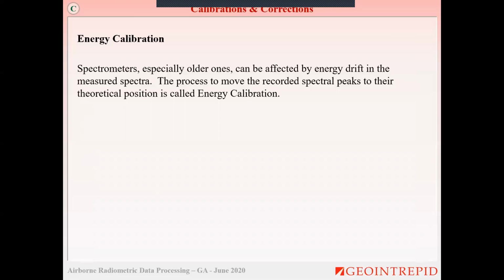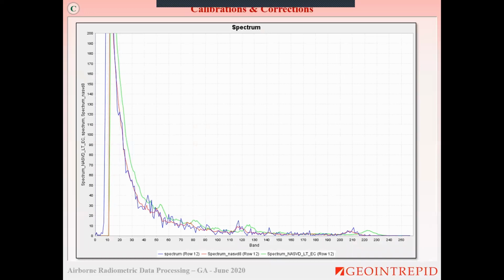Energy calibration, specifically for old spectrometers that are affected by drift, mainly caused by temperature changes of the crystal. So the process to move the recorded spectral peaks to their theoretical position is called energy calibration. Here's an example, again Intrepid view from the Cook-Rad spectrum. Look at the red curve, don't look at the blue. The blue spectrum is the raw spectrum. Then we smooth the spectrum, which gives us the red curve, and then energy calibration transfers it. It's very nicely seen on the thorium at the high energy, and it actually transfers the spectrum peak, this is the channel number, from 208, where there's a peak position, to where it should be at 222.